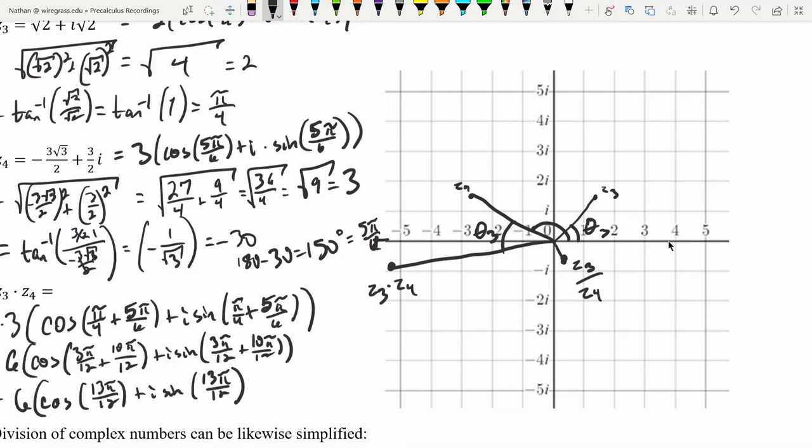But you can see that the multiplication leads to addition of the angles and lengthening the radius or shortening it depending on what you're multiplying. And then division typically will shorten it, but it could also lengthen it depending on, again, how much you multiply. But you subtract the angles for the division. That's the important bit there.